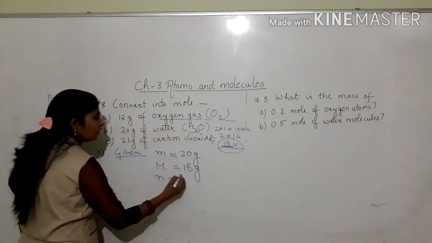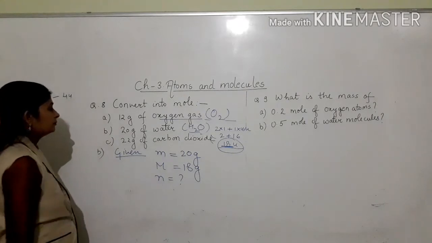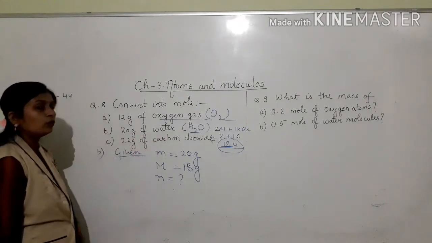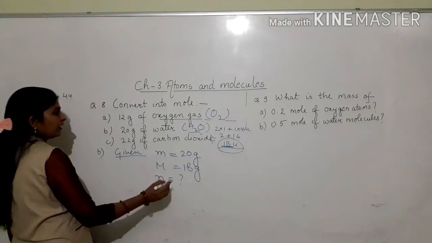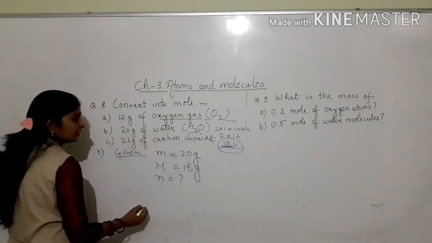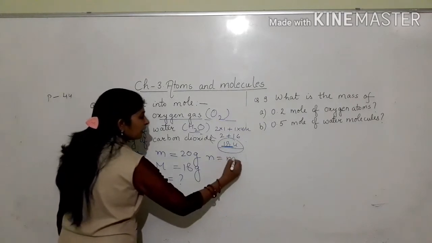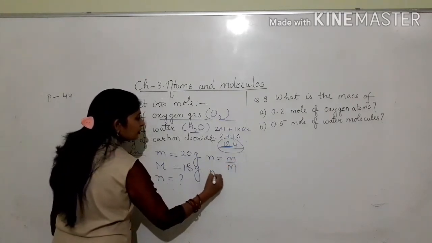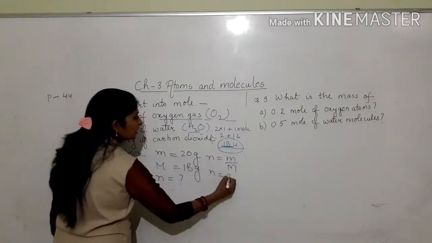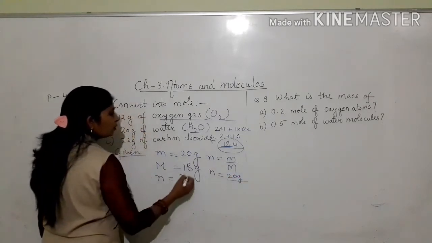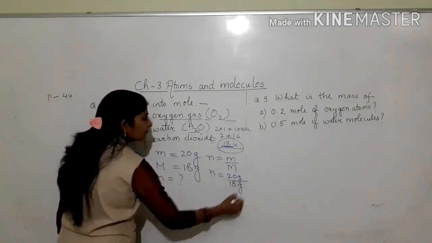Now we have to convert 20 gram of water into moles, means we have to find out the number of moles present in it. Okay. Number of moles is equal to given mass upon molar mass. Number of moles is equal to given mass 20 gram upon molar mass 18 gram.